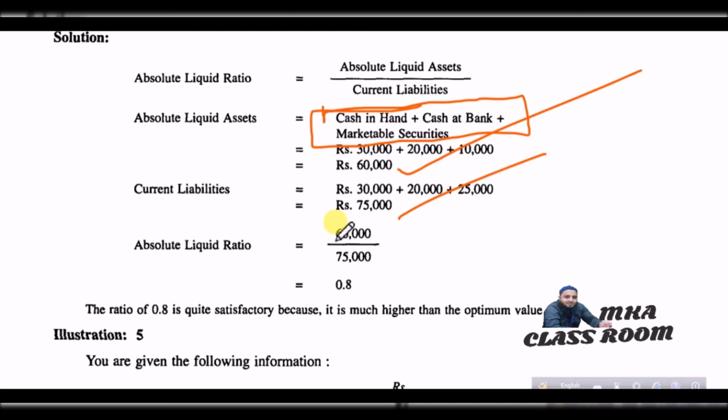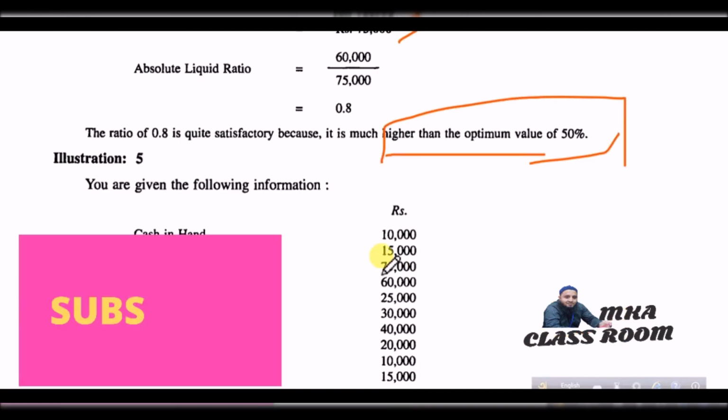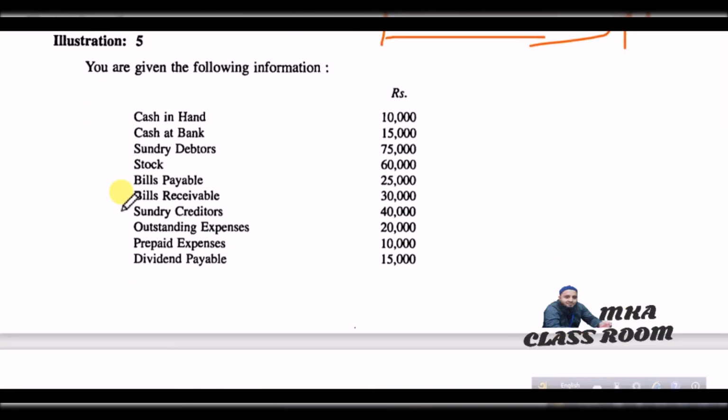It means the ratio 0.8 is quite satisfactory because it is much higher than the optimum value of 50%. That means you have more than 50% absolute liquid assets in your firm to meet your current obligations. So here is another problem.